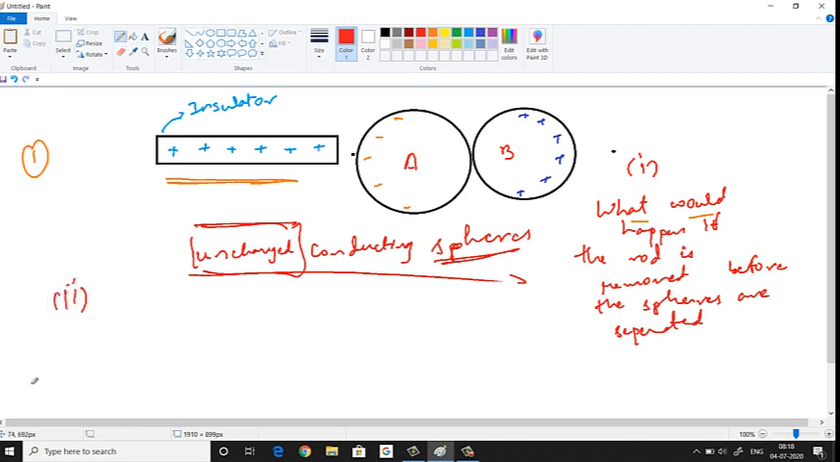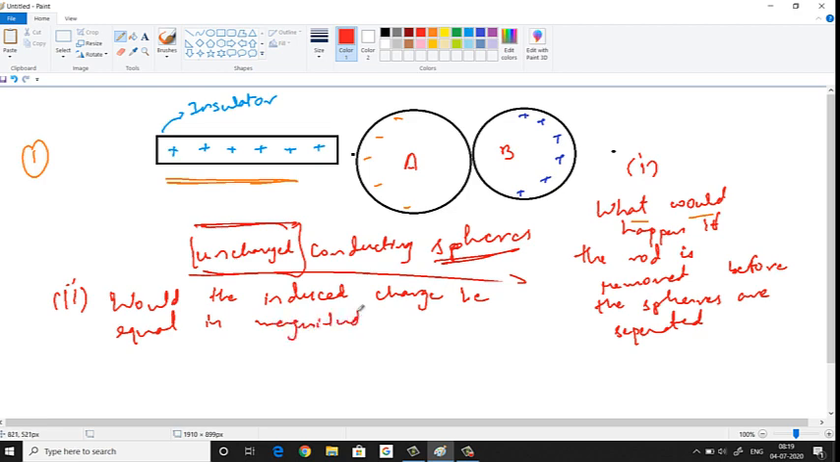The second question is, would the induced charge be equal in magnitude? What is the meaning of this? First of all, we'll keep the question only up to here. So what is the meaning of this?